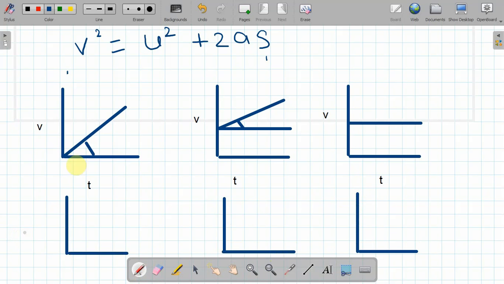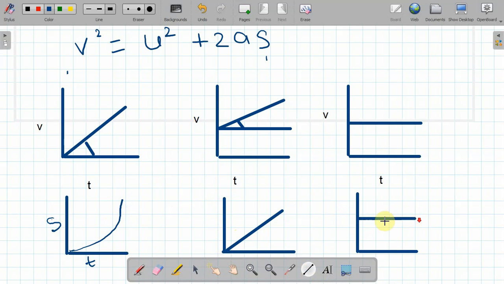Now here, suppose this is displacement and this is time. Suppose the particle is moving like this. With the passage of time, the particle is moving like a parabolic function. Now what will be the velocity-time curve? The velocity-time curve will be like this. And what will be the acceleration? Acceleration will be like this.